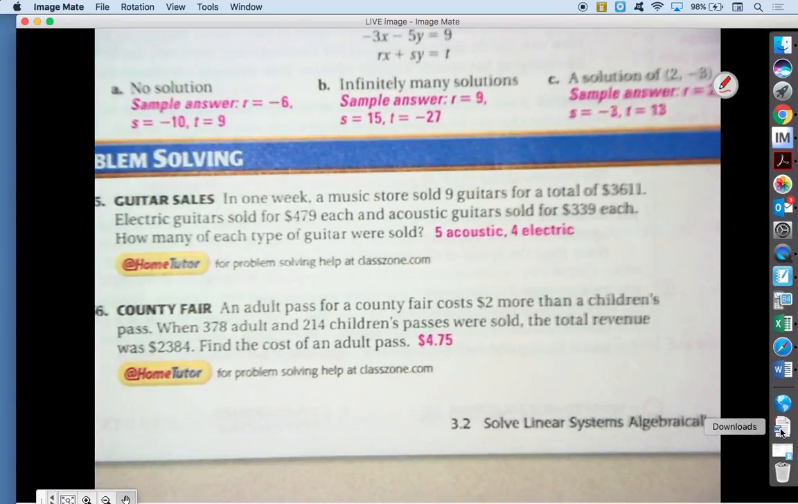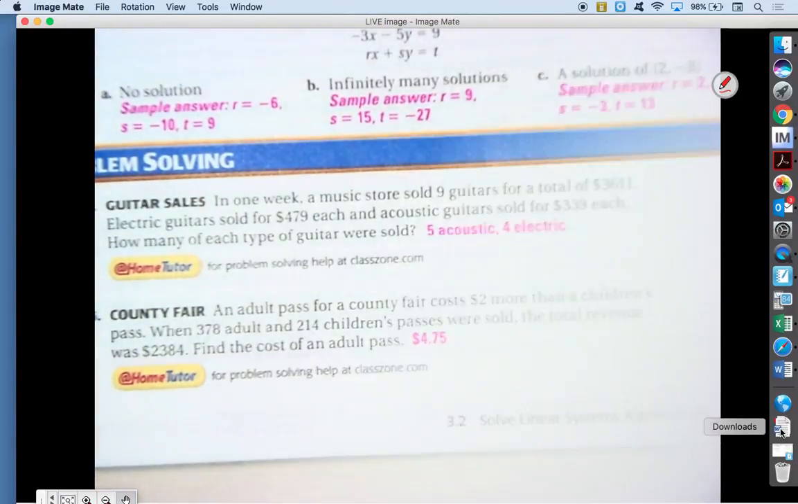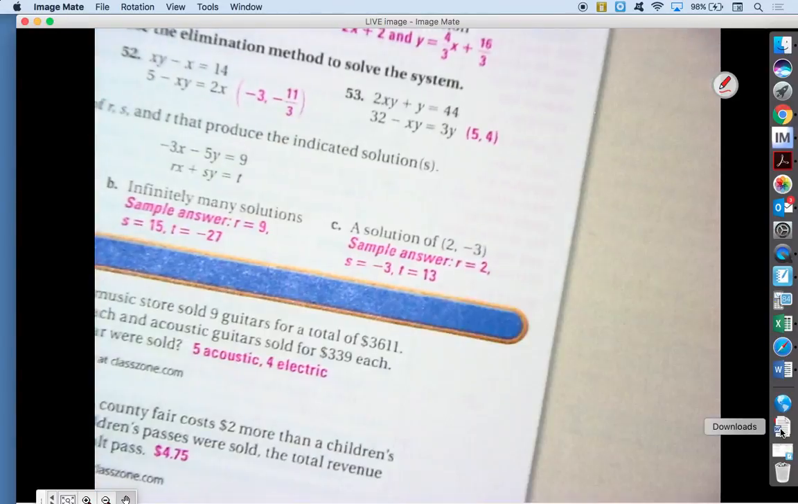So if we want to come up with writing an equation, you have to think about the total number of guitars and the types that were sold. So that's going to create one equation for you. So Maddie Z, can you give us one equation that you used? Sure. I said x plus y equals 9. Yeah.